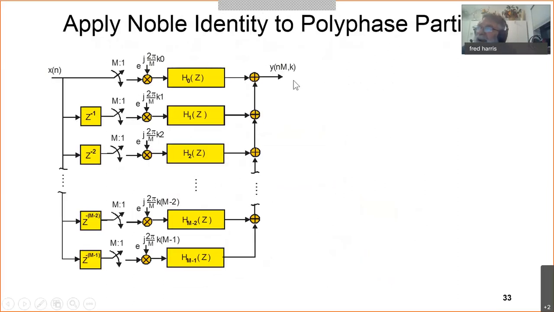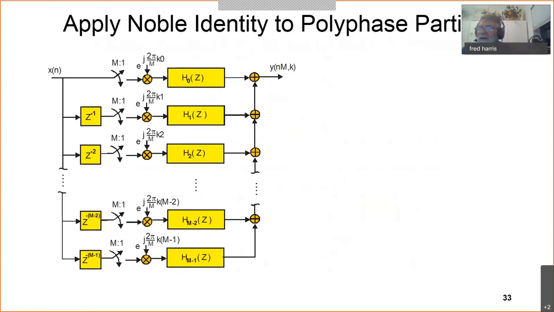So we just drag that resampler through the filters. And we can get them all the way till we hit these delays. We can't go through there because we only go through multiples of Z to the M. So these delays stay, and they're separated from our filtering, which now all the filtering in our engine occur at the low output rate instead of the high input rate.